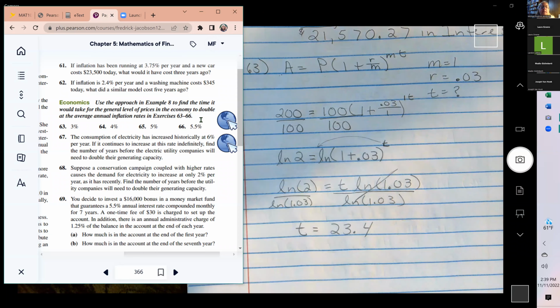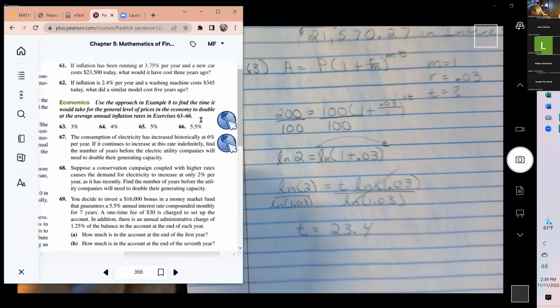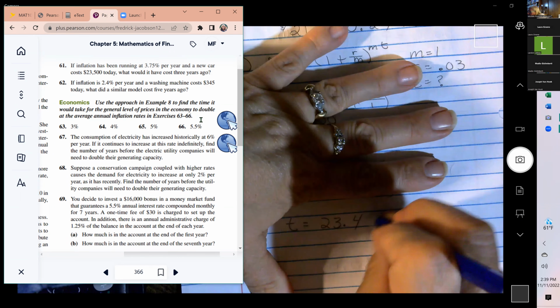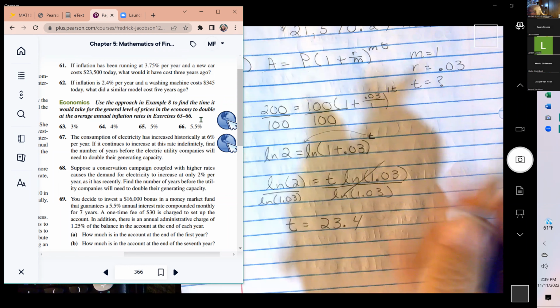Depends on what they want. They didn't say what to round to. About 23.5 years. This is probably another one. Be careful. They may want it rounded up, even though this was a 4.